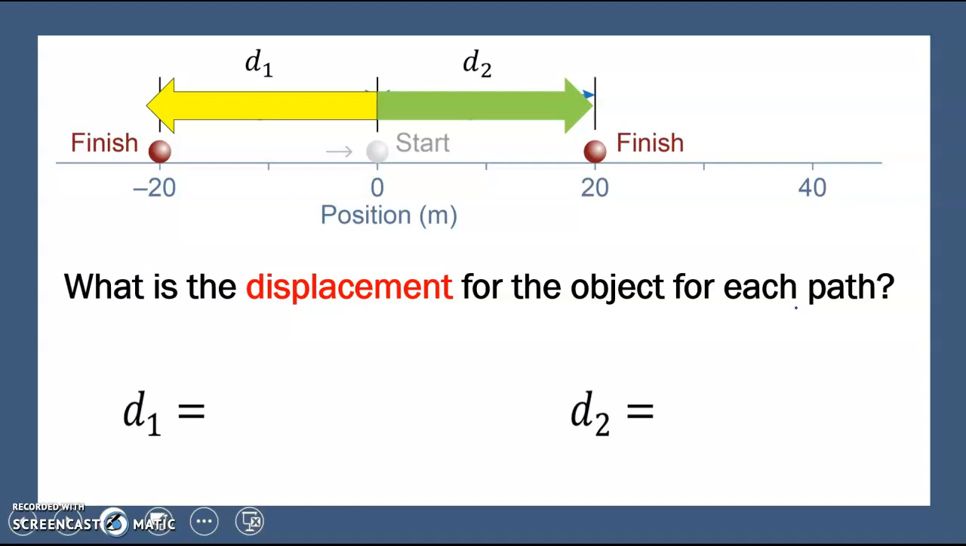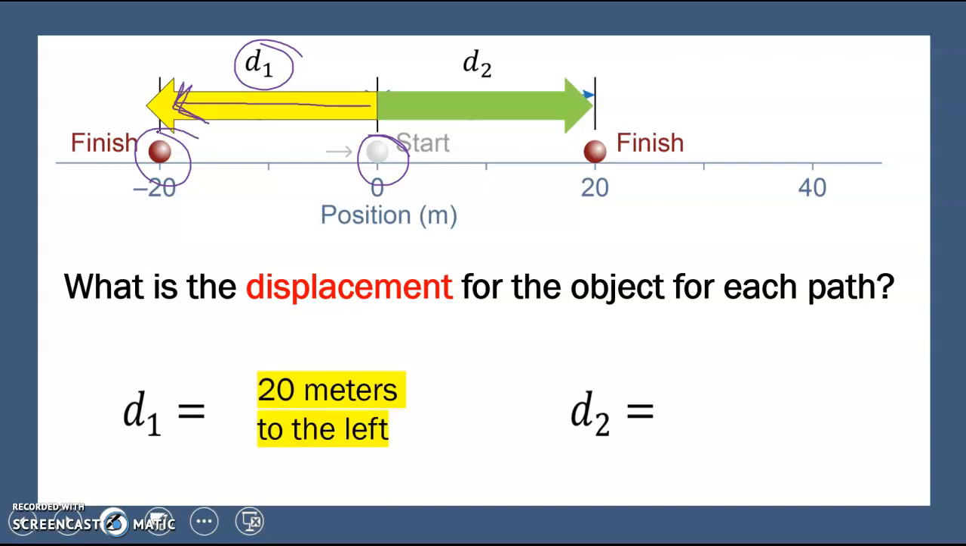All right, let's look at this scenario. So we have one object, this object that moves with the yellow path. We're going to solve for displacement 1. So the object starts here and ends here. What's the displacement? Well, it is 20 meters to the left, or -20 meters, or -20 meters west. All of that would be considered correct because it is to the left of the number line.